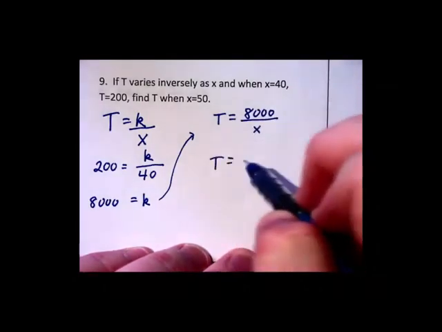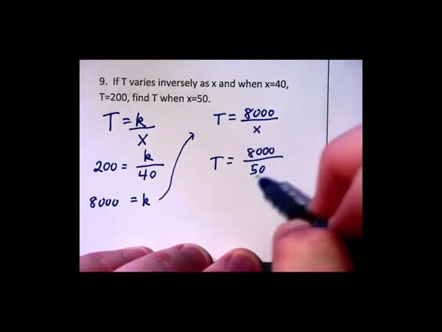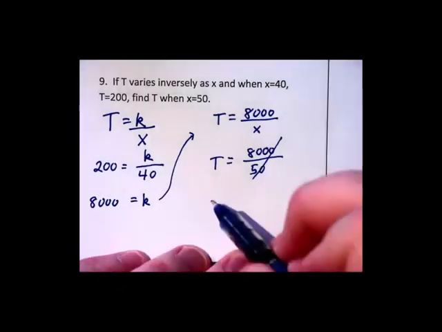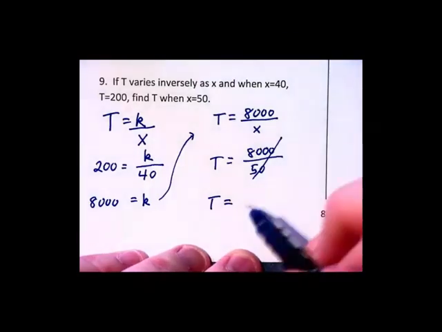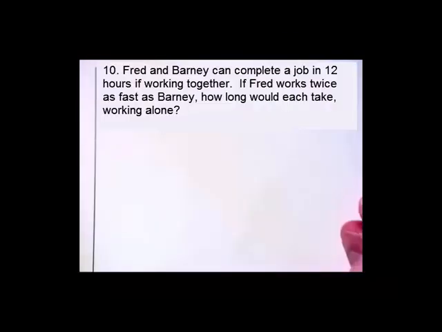Find T when X is 50. That becomes 8,000 divided by 50. Dividing each by 10 is the same as crossing off a 0. So 800 divided by 5 is 160. And that would be our value.